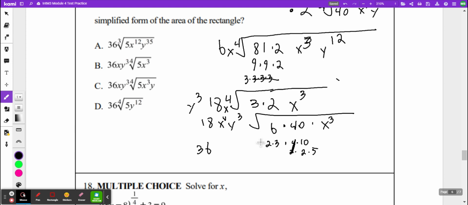Oh, now I see where my mistake was. So I'm pulling out another 2. Let's pause it. All right, guys, so I made a little mistake right here.